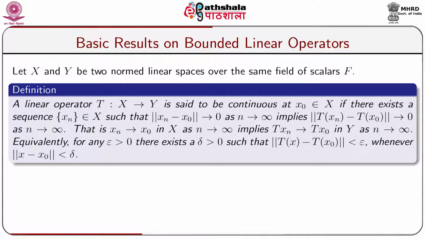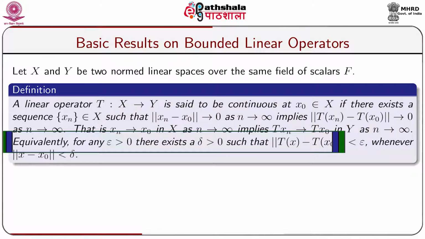Let capital X and capital Y be two normed linear spaces over the same field of scalars capital F. Now take a definition. A linear operator T from capital X to capital Y is said to be continuous at x naught belonging to capital X if for every sequence xn belonging to capital X, norm of xn minus x naught tends to 0 as n tends to infinity implies norm of Txn minus Tx naught tends to 0 as n tends to infinity. That is, xn tends to x naught in X as n tends to infinity implies Txn tends to Tx naught in capital Y as n tends to infinity.